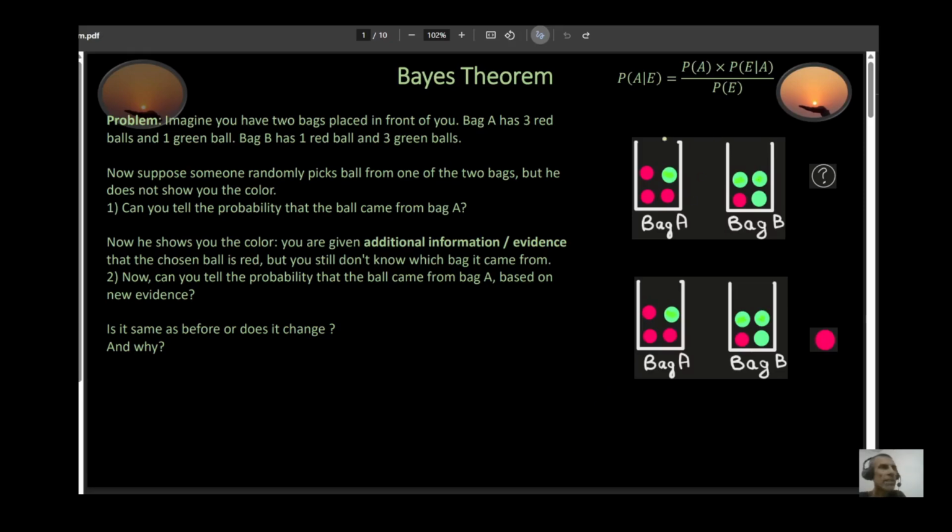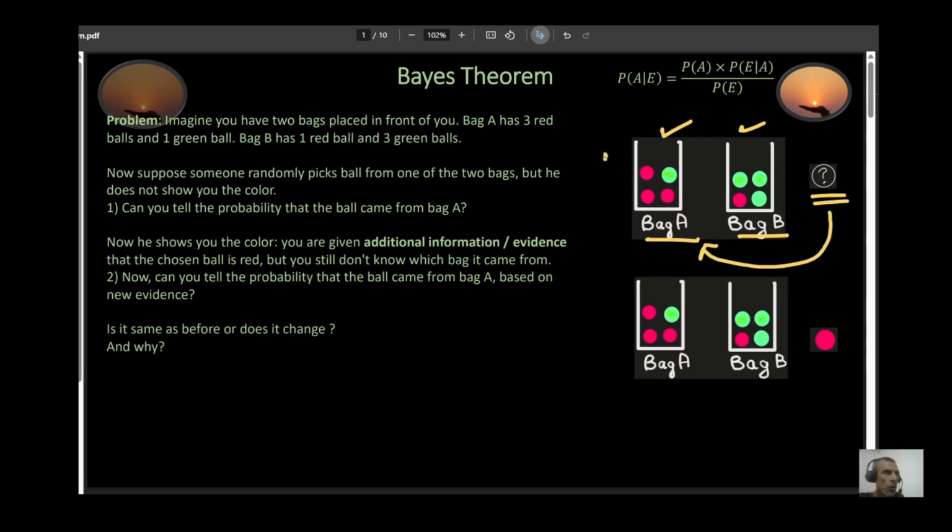Imagine you have two bags placed in front of you, bag A, bag B. Bag A has three red balls and one green ball. Bag B has one red ball and three green balls. Now suppose someone randomly picks a ball from one of these two bags, but he does not show you the color. Now can you tell the probability that this ball came from bag A?